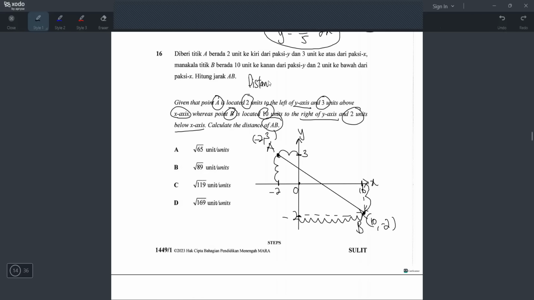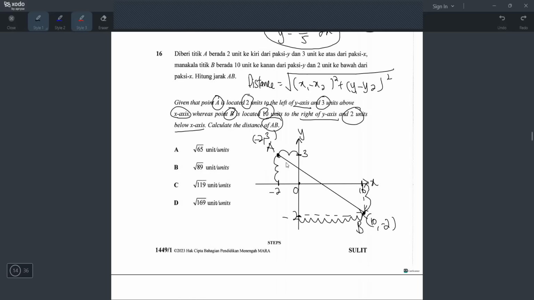Okay, you can use the distance formula. Do you know what the distance formula is? Square root, bracket squared plus bracket squared, and the formula is x1 minus x2, y1 minus y2. Yeah, you can use this formula. But I want to explain to you using another method, okay? Because not many students know this. This formula actually comes from Pythagoras' theorem.